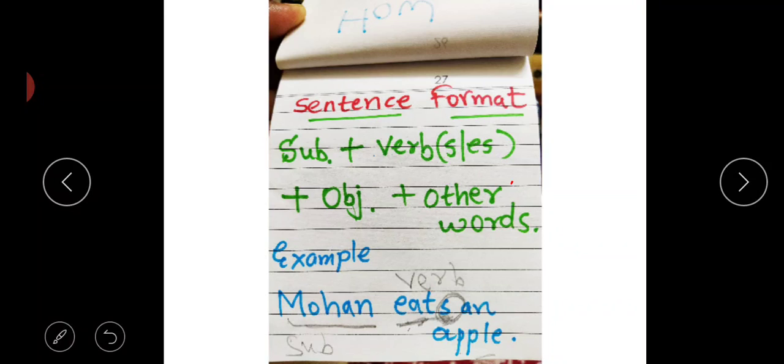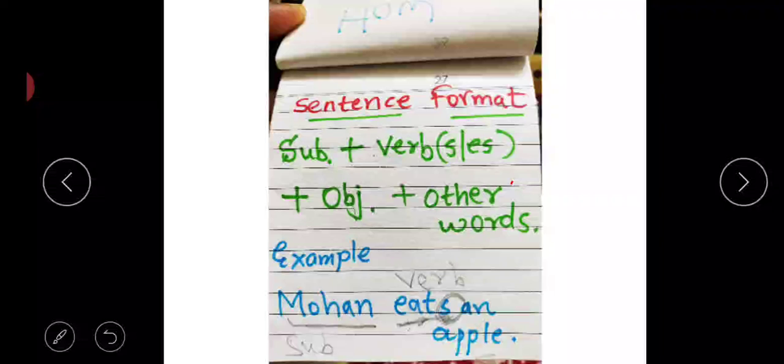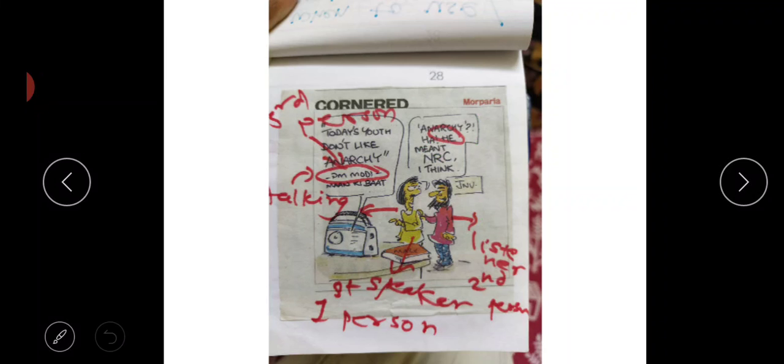So the question arises, you must be wondering how to decide when to add S or ES to the verb or not. So let's move further. Actually it depends upon person. Let's see what you can see on this screen. There are two characters. There is one radio, and on that it is mentioned, it is not clearly seen, but basically it is writing about today's youth.